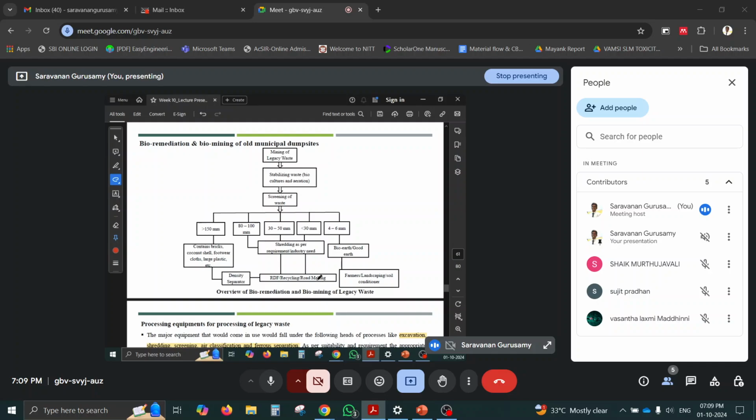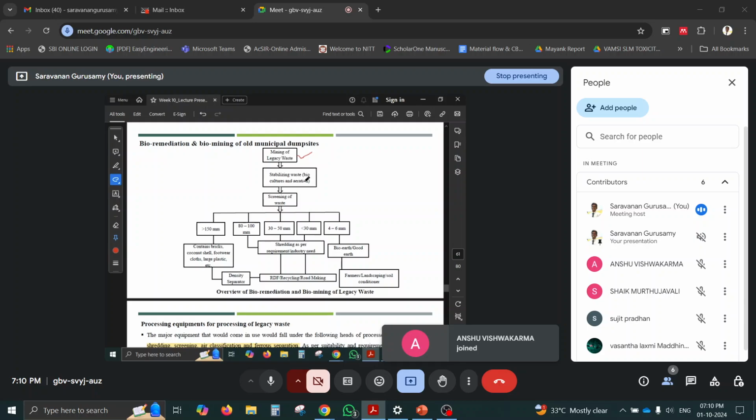Okay, so we are going to discuss the process of biomining. First we are mining the legacy waste. Why are we calling it biomining? Because bio is the word given since the waste in landfills in India is mostly organic, and we are also doing bioremediation. So these are the two reasons the word biomining came. Mining is again excavating the waste. That's why mining. After excavating the waste, there may be some non-degraded materials.